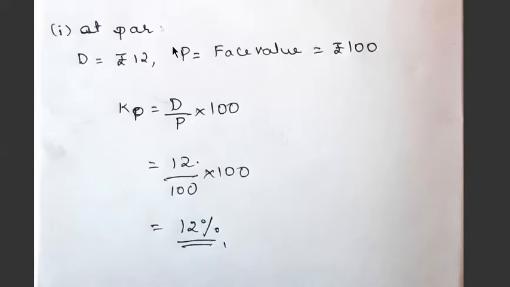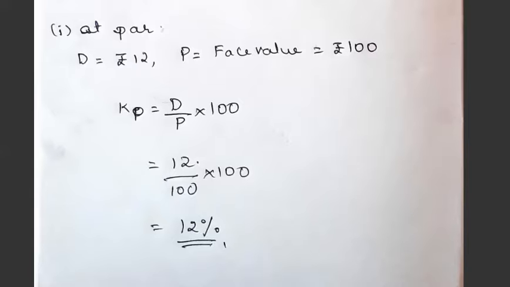P refers to net proceeds, how much they have received per preference share. So if it is par, it is at face value. So P is equal to face value. Why is it face value? Because it is issued at par. So it is 100. So the formula is KP is equal to D divided by P into 100. That is 12 divided by 100 into 100. You will get 12%.